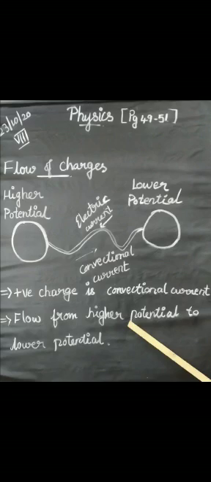When you connect both with the help of a metallic wire, the excess electrons from the negatively charged sphere will start flowing towards the positively charged sphere. The one having more electrons will flow towards the positively charged sphere, because the positive sphere is lagging in electrons. So the electrons will move to the positively charged sphere.